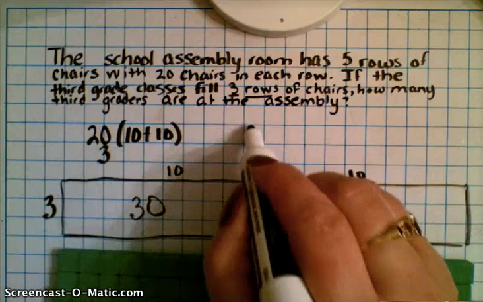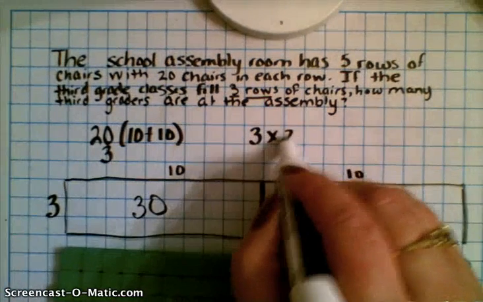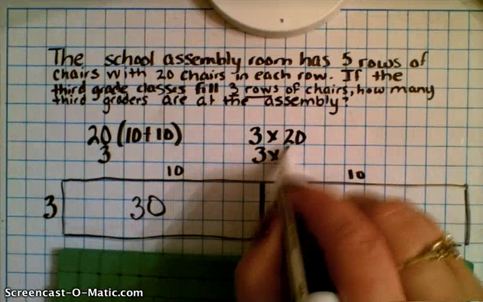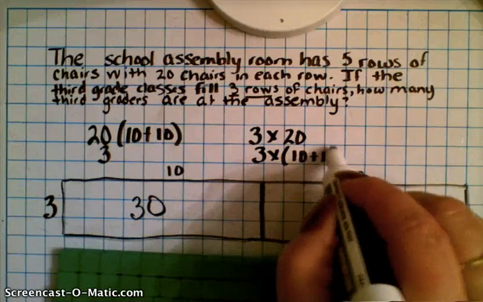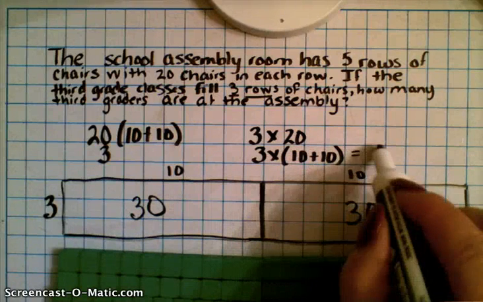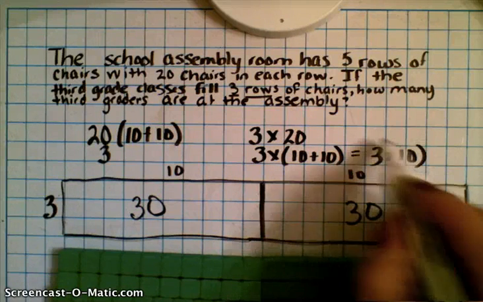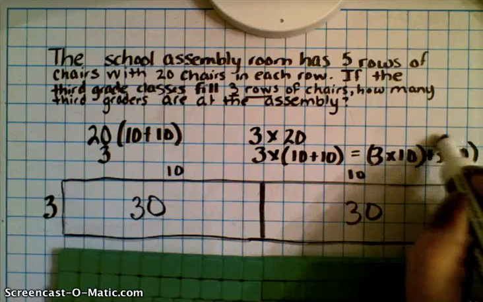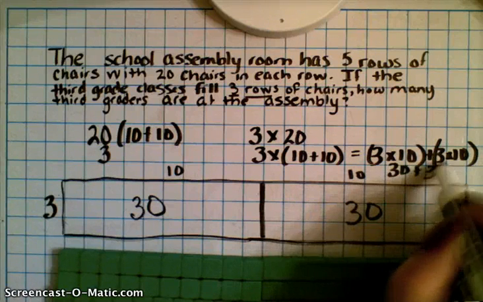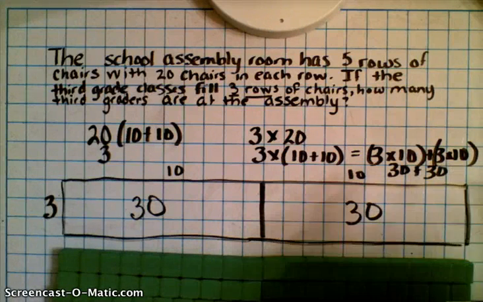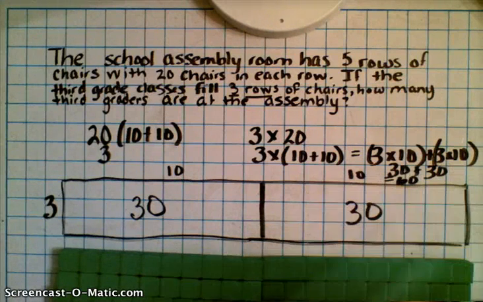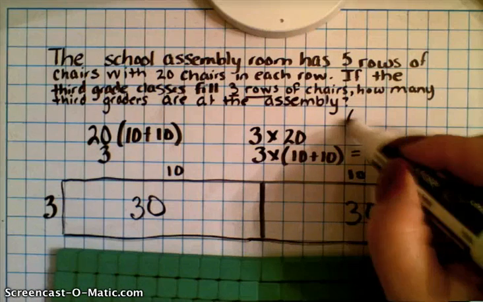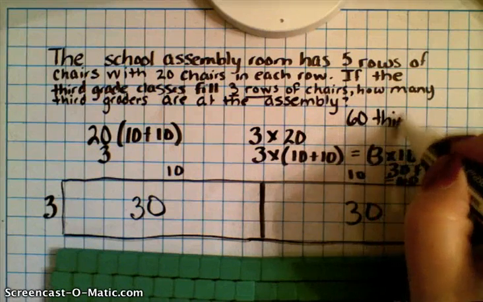So if I multiply 3 times 20, I can break it apart as 3 times 10 plus 10. And this is equal to 3 times 10 plus 3 times 10, or 30 plus 30. And 30 plus 30 equals 60. So we have found that there are 60 third graders.